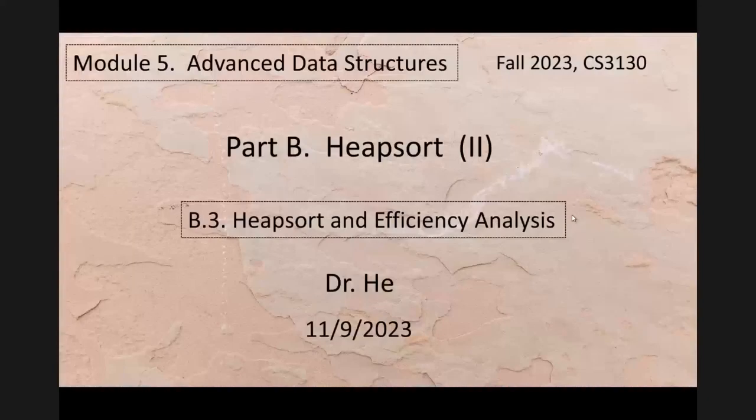Section 3, heap sort and efficiency analysis. First, we run the heap sort. Then, we estimate efficiency. So then we're done. Finish the heap sort. All right.